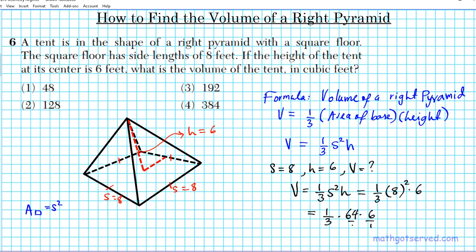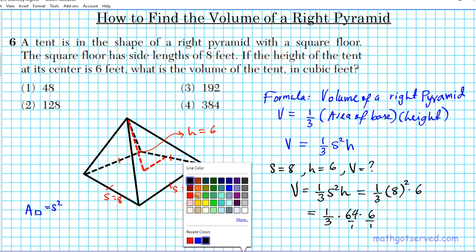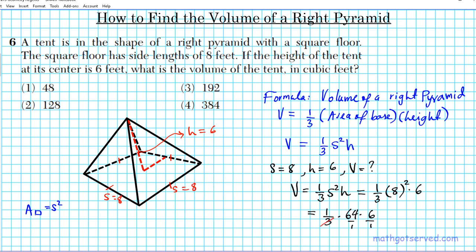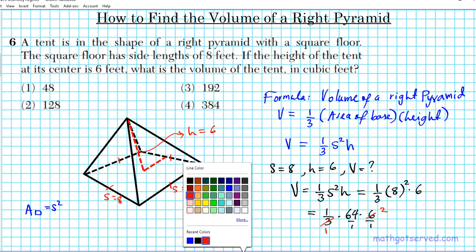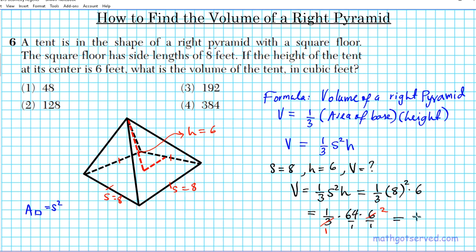Okay, so we are just multiplying here. Multiplication commutes, so it doesn't really matter the order that you execute your multiplication in. 3 goes into 6 twice, and then you just multiply 64 times 2, and you end up with 128 cubic feet as the volume of your right pyramid. The volume of this tent, which is a right pyramid. So that's basically how you calculate the volume of a right pyramid.